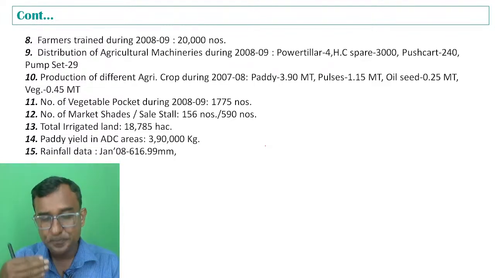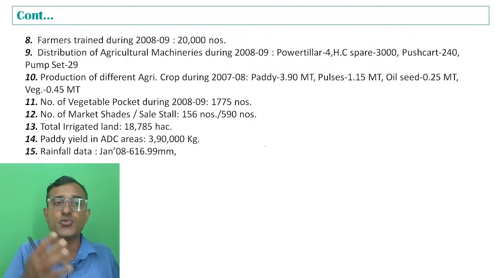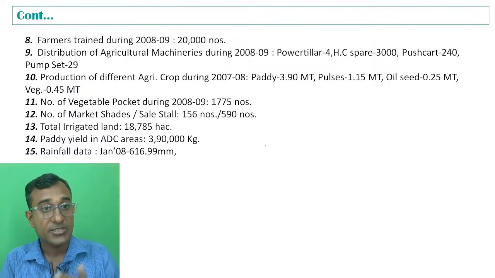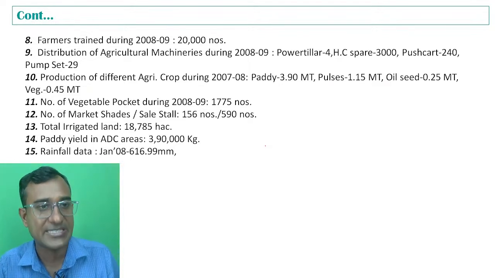Farmers trained during 2008-2009, that's why I'm saying most of the data is of 2007, 2008, 2009. Maybe TTAADC doesn't have proper data after that, that's why they are using this data. 20,000 farmers were trained. So the next points I will not go into so much detail.